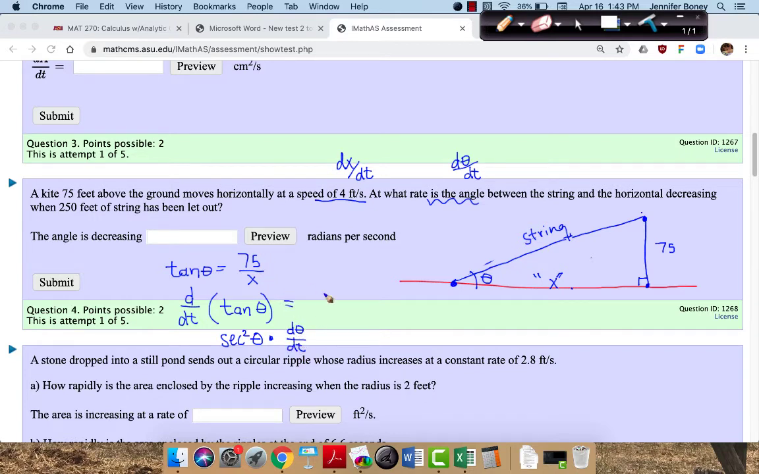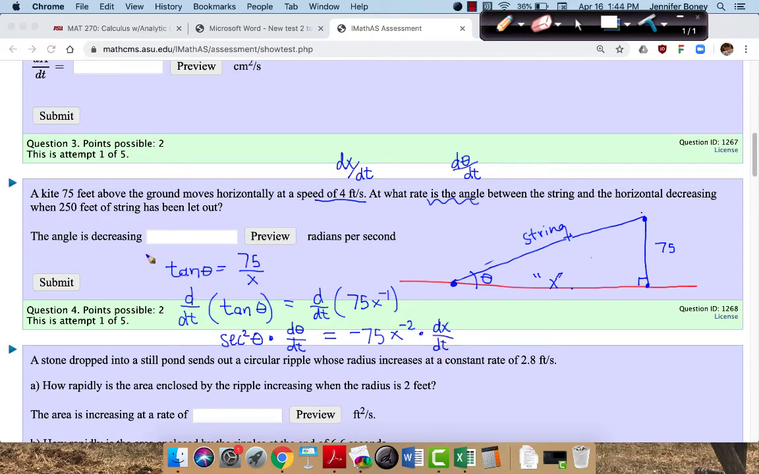And then on the other side of the equation, take a derivative with respect to t of, well, this is written as 75 over x. I'll call it 75 x to the negative 1. So I can just use power rule, not thinking about quotient rule here. So it'd be negative 75 x to the negative 2, or over x squared if you want to plan ahead, times dx dt.